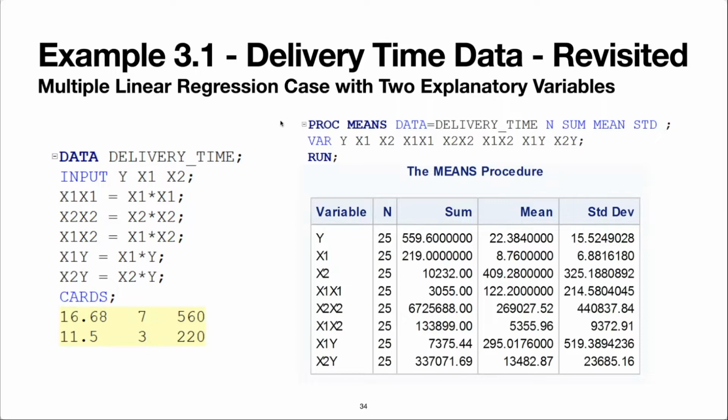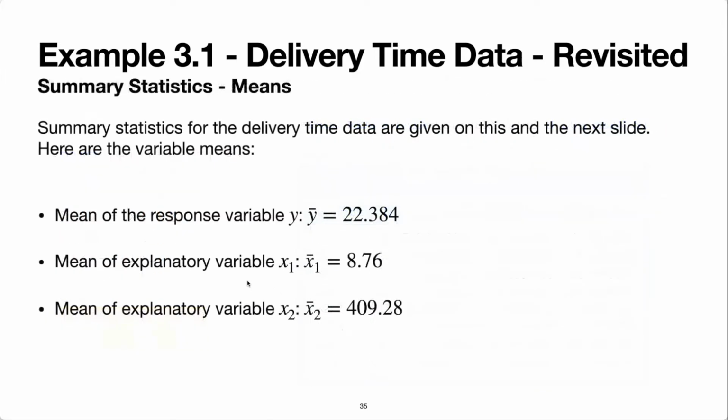And then I would invoke PROC MEANS after that data step. You can see here that I'm invoking this. I'm telling it to read the data in the delivery time data set. And the summary statistics that I want it to report would be the sample size, the sum, the mean, and the standard deviation of these quantities. So that's how I get these basic summary statistics, from which I can then calculate the summary statistics needed to come up with the least squares estimators.